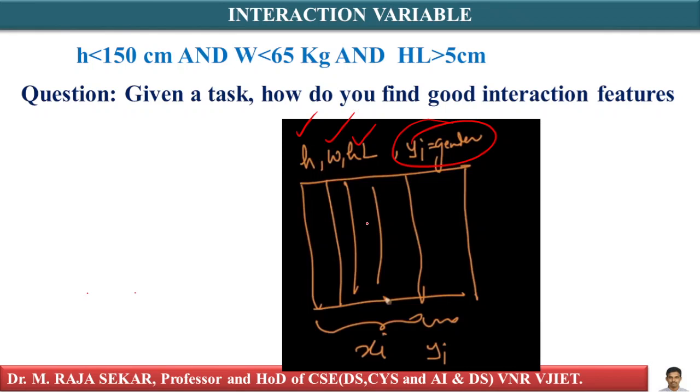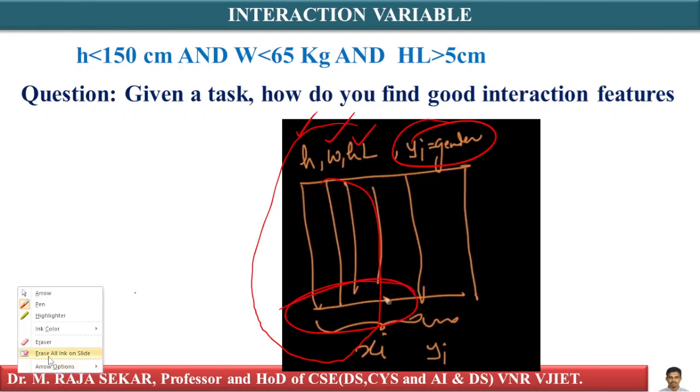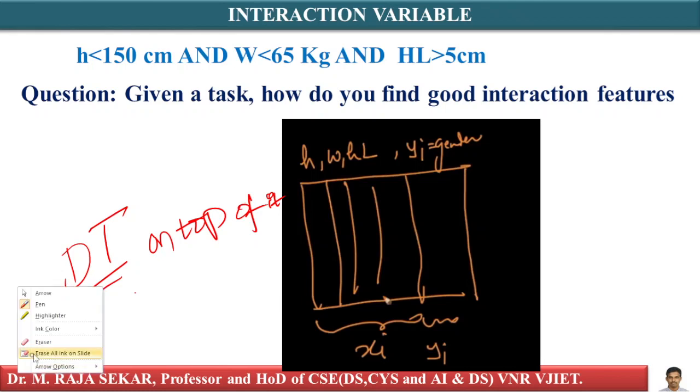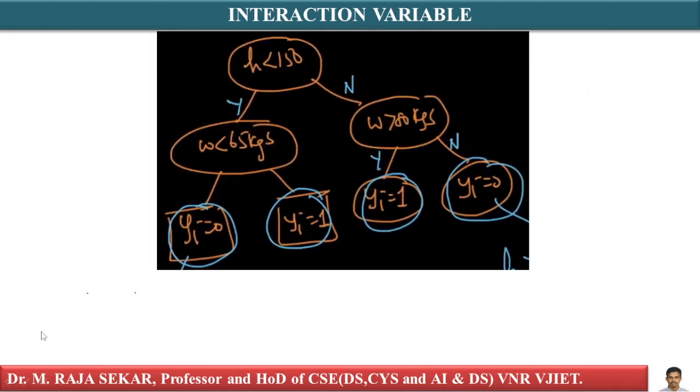Now, which one is xi? Height, weight, hair length. This part is xi. And which one is yi? Yi is gender, isn't it? So you train a decision tree. If I have a data set like this, I can train a decision tree on top of it. Let's assume I have got this particular decision tree.